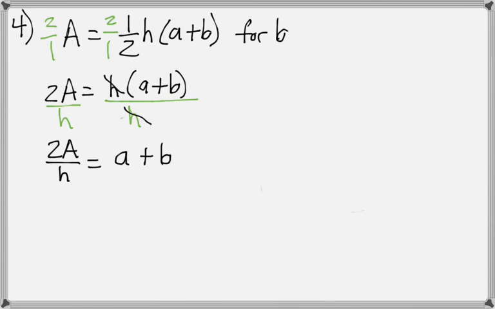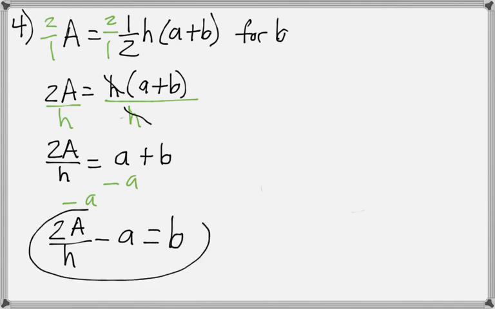So then my last step is going to be to just subtract a from both sides, and I have 2a over h minus a is equal to b. So it looks like a mess, it kind of is, but this is the formula rearranged for b, so that is our answer.